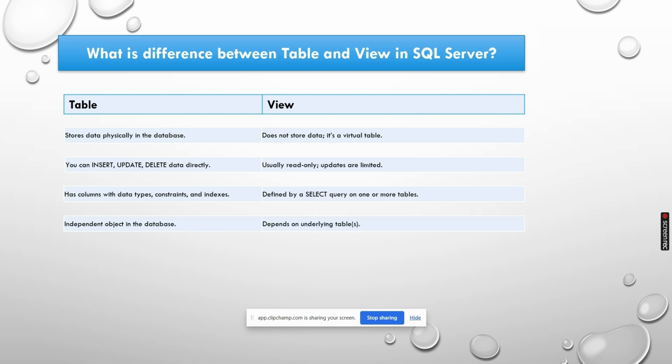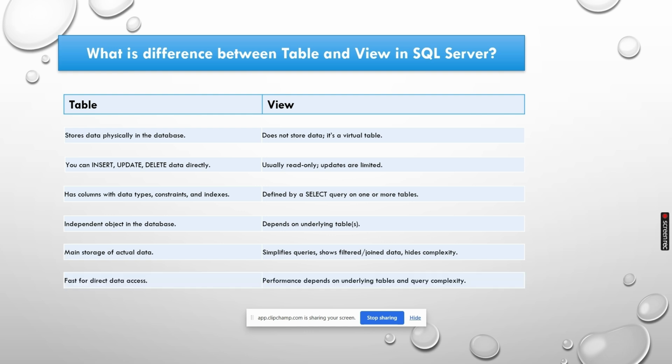A table is an independent object in the database. A view depends on the underlying tables. A table is mainly the storage of actual data. A view simplifies queries, so it filters and joins data and hides complexity. A table is fast for direct data access. View performance depends on the underlying tables and query complexity.